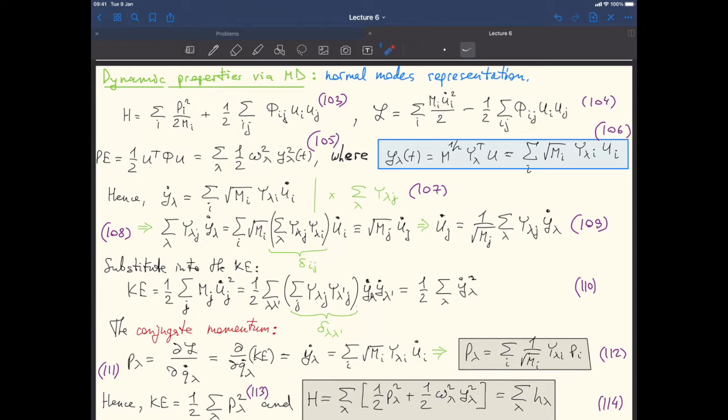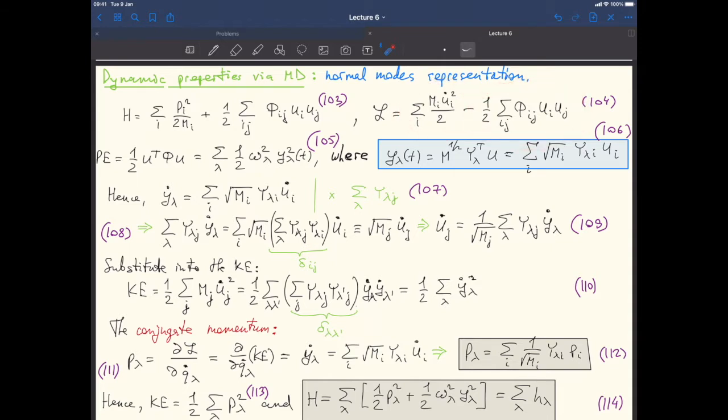So first of all, we shall demonstrate that the Hamiltonian of the whole system can be split into a sum of Hamiltonians, each associated with normal modes. So we shall consider a harmonic Hamiltonian. Here you have the kinetic energy and the potential energy, only the harmonic terms. Correspondingly, the Lagrangian would be given as a difference of the kinetic energy and the potential energy.